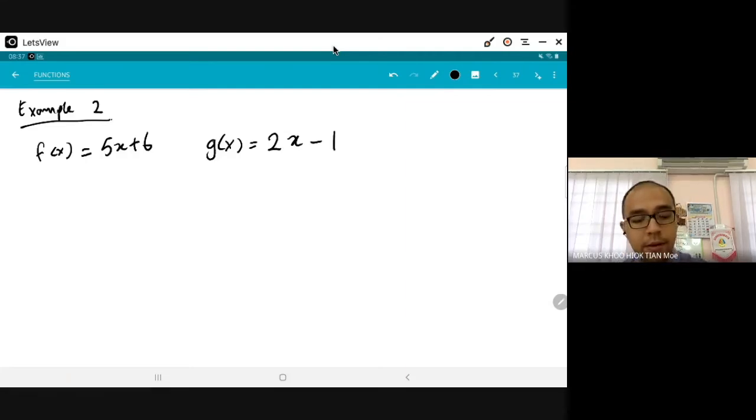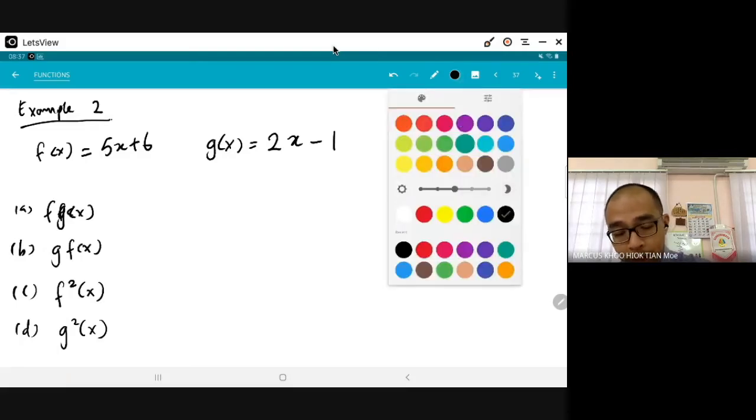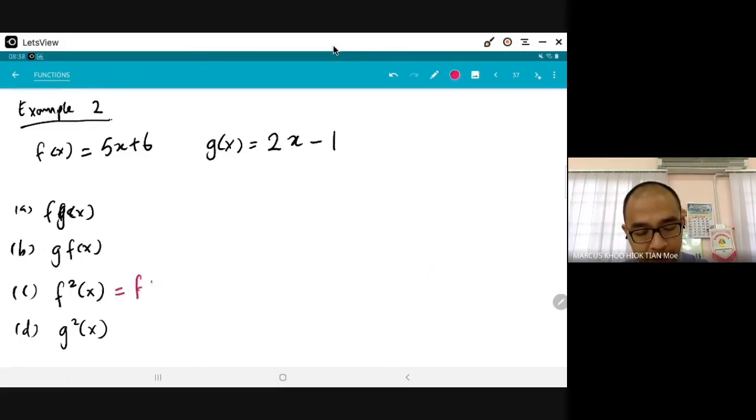Same thing as before. A, what is f of g of x? B, what is g of f of x? C, what is f squared of x? And D, what is g squared of x? Just to tell you all that f squared of x means f of f of x. I apply f 2 times. g squared of x will be g of g of x. Same meaning.